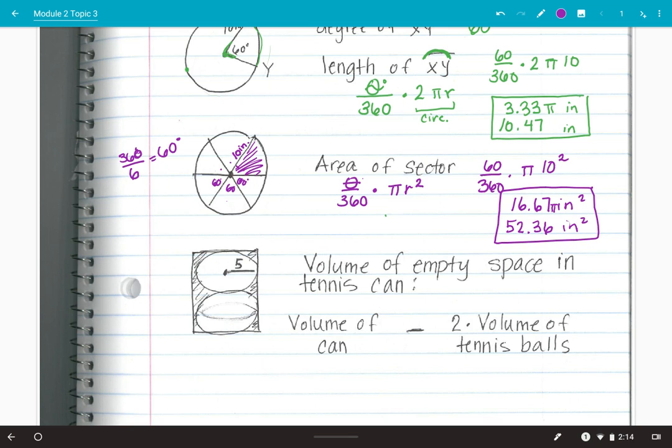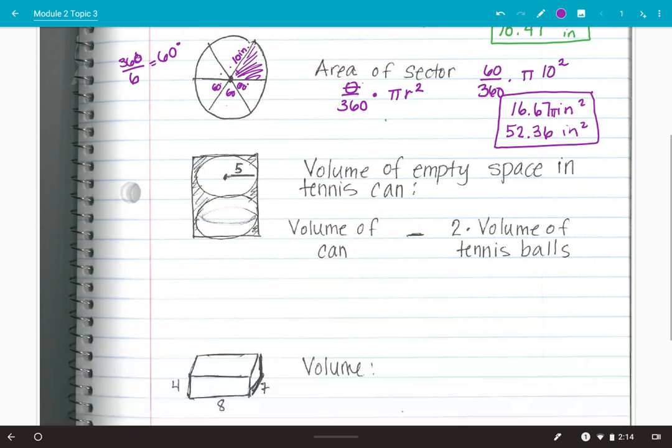All right, next one. They like doing a word problem like this. So pretend this is a tennis ball can. Think of it as like a soda pop can. Okay, I know it looks like it's a rectangle. I'm not the greatest on drawing them. And these are all tennis balls inside of it.